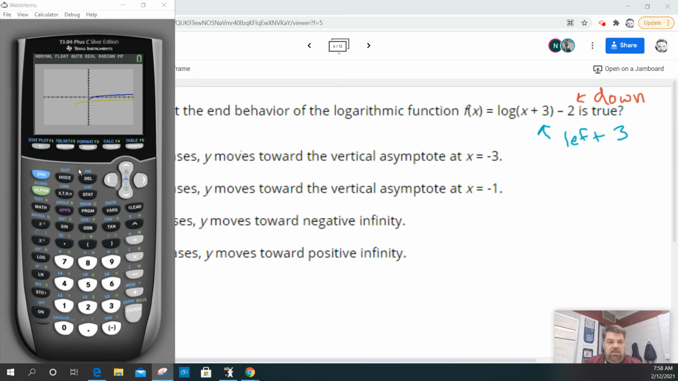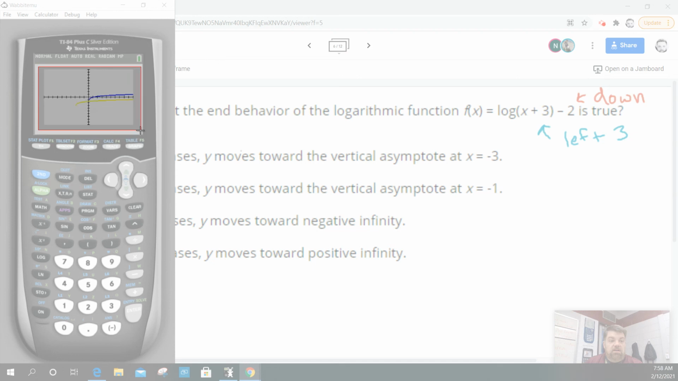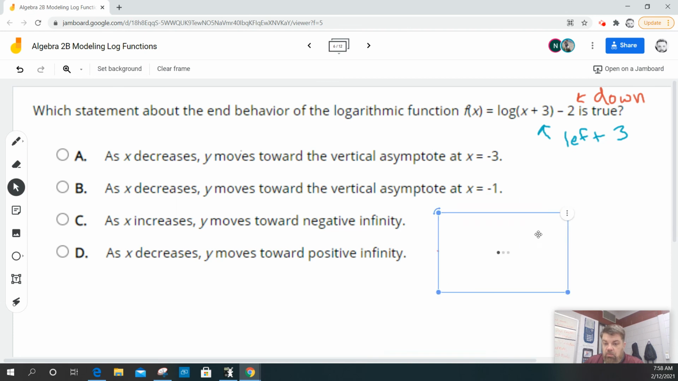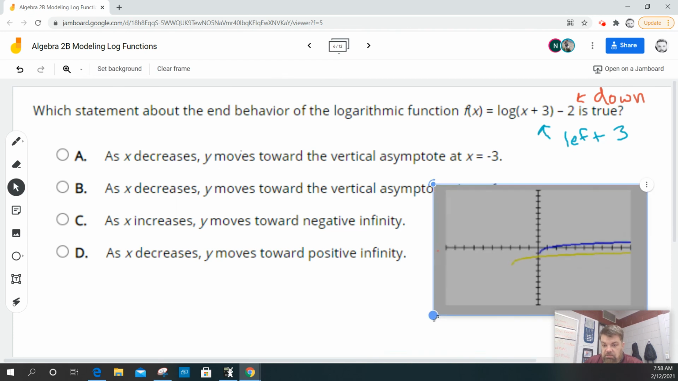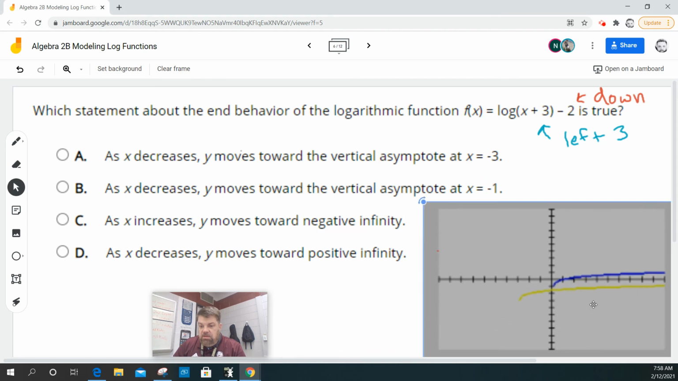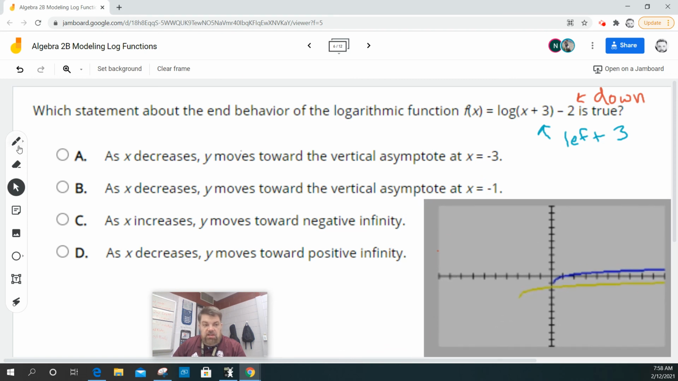What I want you to see, and it's kind of hard because your graphing calculator has a hard time graphing the vertical asymptotes, but really what's going on here, let me zoom out here. The yellow graph and the blue graph have a vertical asymptote. So this will continue to go down, but it'll never ever cross the y-axis.